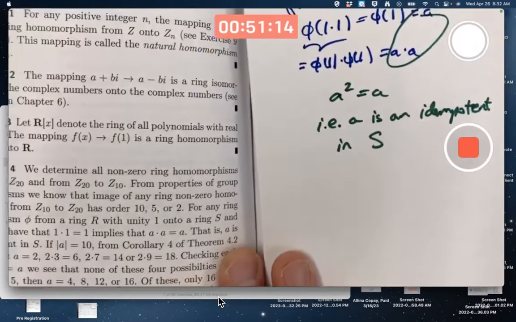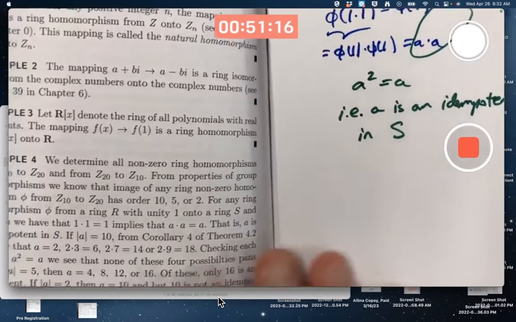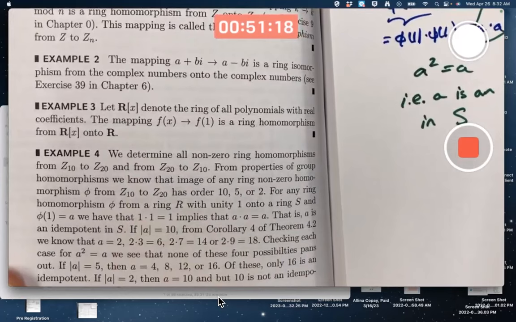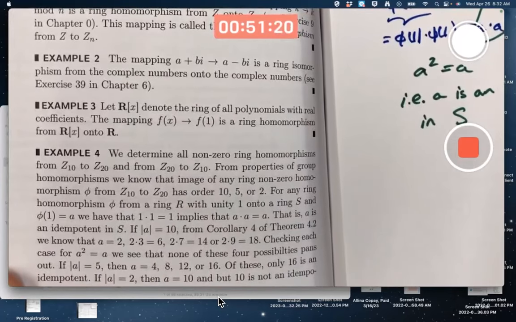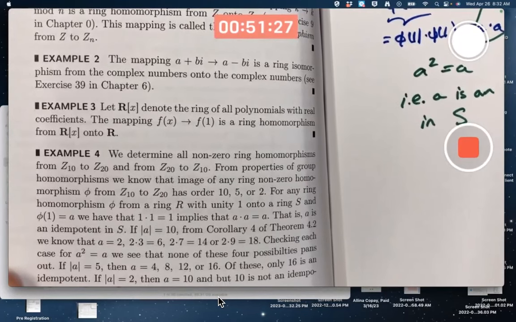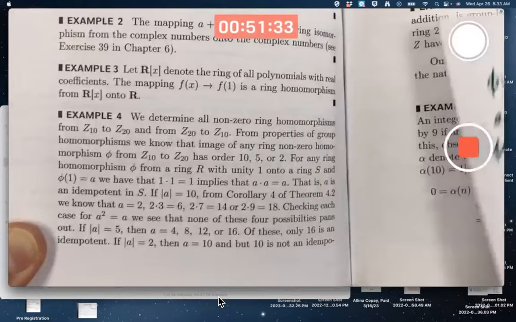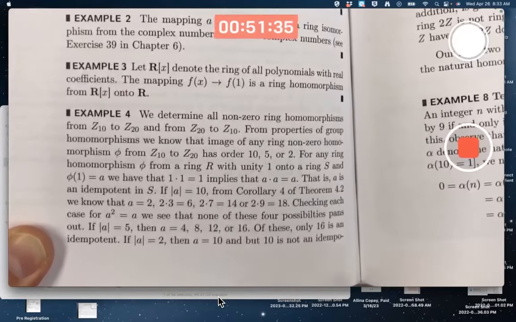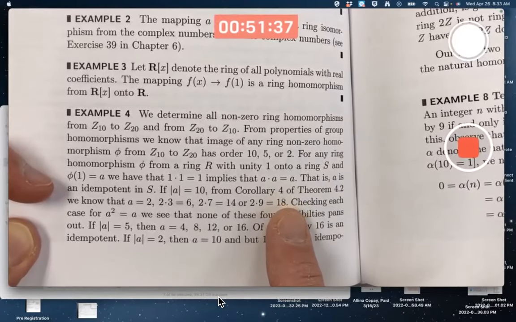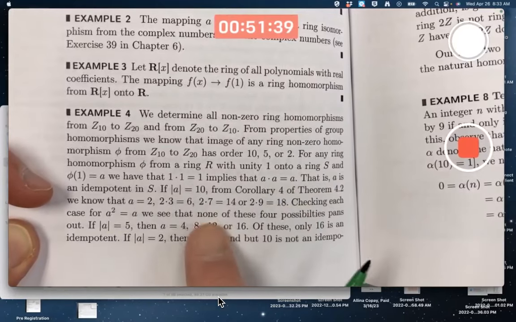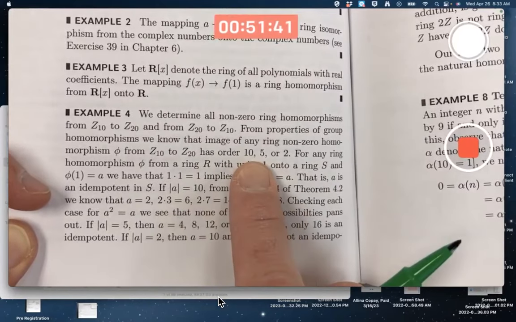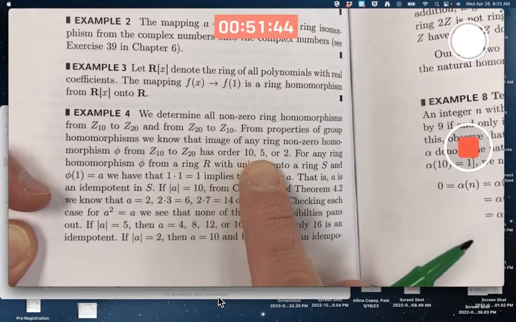but there are rings that are not integral domains. In particular, both Z10 and Z20 are not integral domains. Right? 10 and 20 are not prime. Z10 and Z20 have zero divisors. And they also might have idempotents that are not 0 or 1. Let's see. Yeah, A must be an idempotent in S. Now we consider cases. What if the order of A is 10 or 5 or 2?